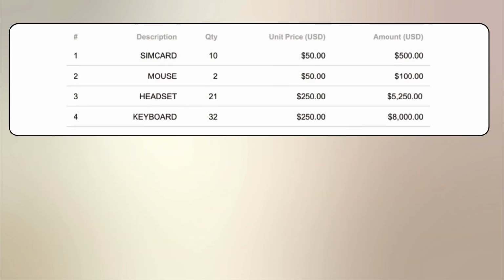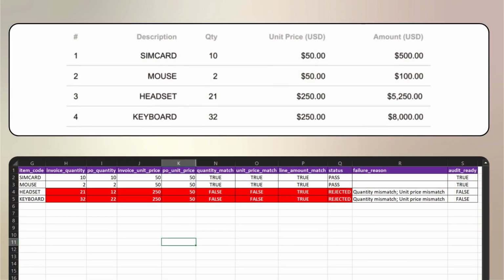Now, if we check the output, you can see that all the details are stored along with the status. In the spreadsheet report, headset and keyboard are marked as rejected, with the exact reason clearly mentioned after the proper two-way match. That's the power of this smart workflow.